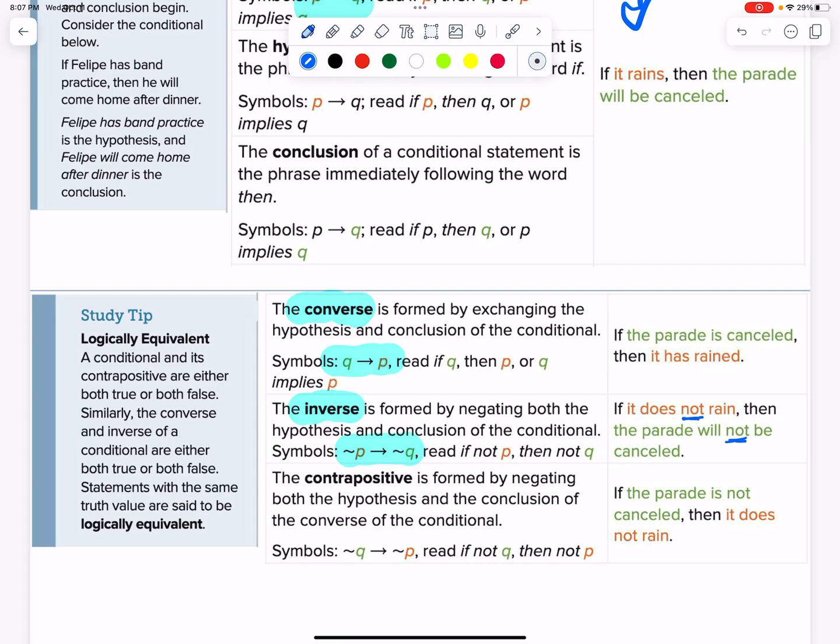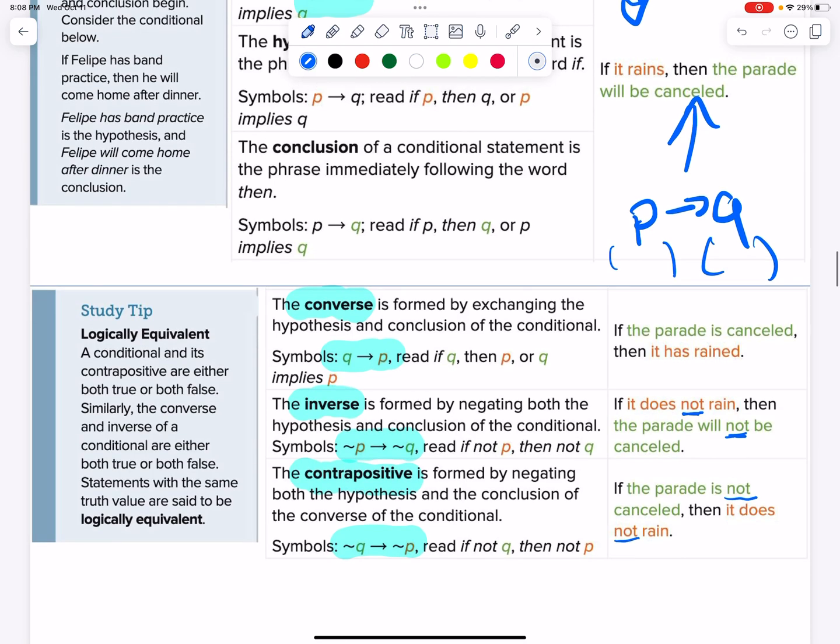And then lastly, add to your notes the term contrapositive and put negate Q implies negate P. So if the parade is not canceled, then it does not rain. Okay, so it all starts with our original conditional statement, P implies Q, and we basically manipulate it by understanding what our hypothesis is and what our conclusion is, and just putting the word not in them and moving them back and forth.